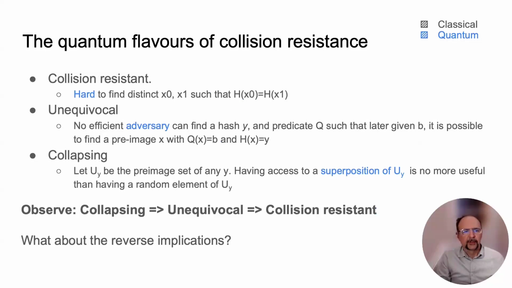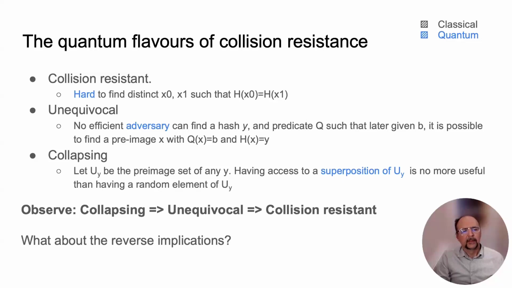Speaking about hash functions and the collapsing property, it's interesting to consider here what you might call the quantum flavors of collision resistance. So starting with collision resistance, what we want is for it to be hard to find two different x0, x1 values that are mapped to the same target by the hash function.